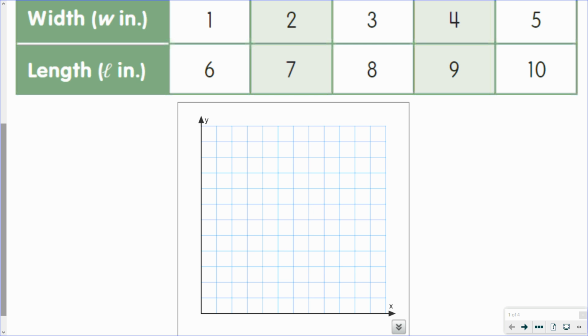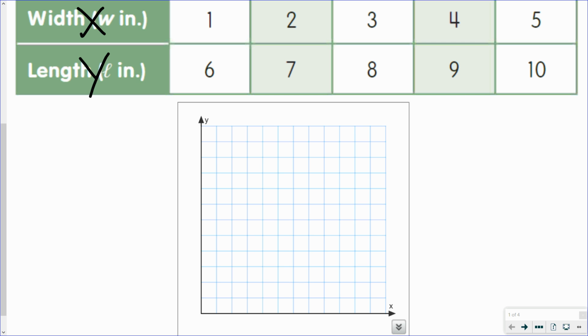So when we look at our table of values, whichever value is on top, those are going to be the values that you put on your x-axis. And if you remember, our x-axis is our horizontal axis. And then our second row, that's going to be our y-coordinate. So essentially what we have in our table of values is a number of ordered pairs. So our first ordered pair is 1, 6, followed by 2, 7, 3, 8, 4, 9, and then finally our last ordered pair is 5, 10.